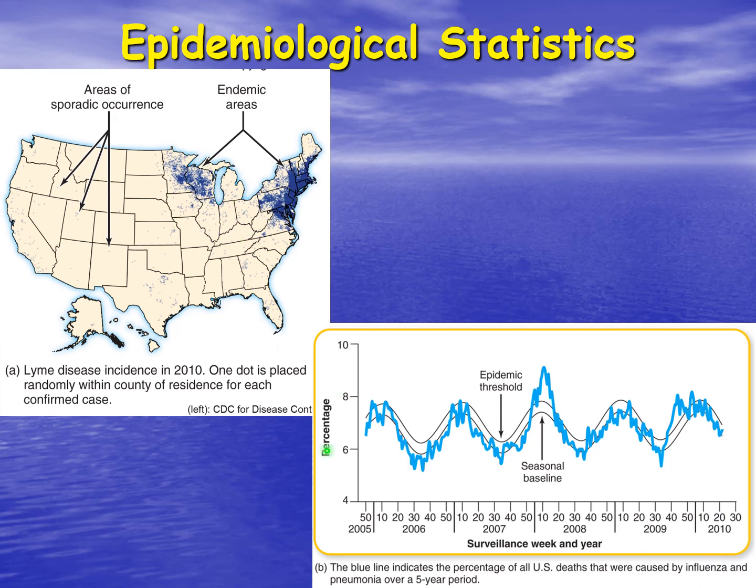And then this is actually the percentage of U.S. deaths caused by influenza and pneumonia over a 5-year period from 2005 to 2010. And we can see that there is an epidemic threshold, that we have these seasonal ups and downs, but yet overall, the disease is present at all times. And so again, this would be an endemic disease.